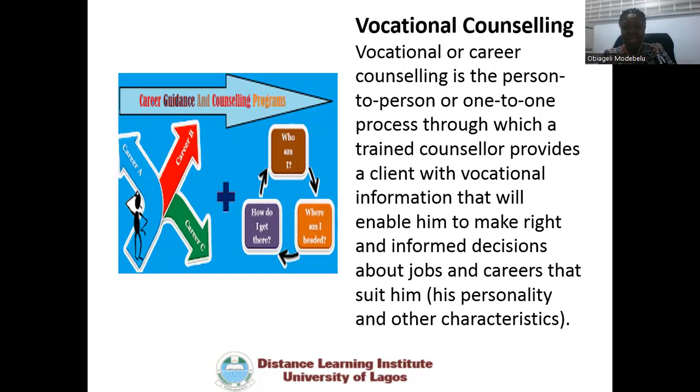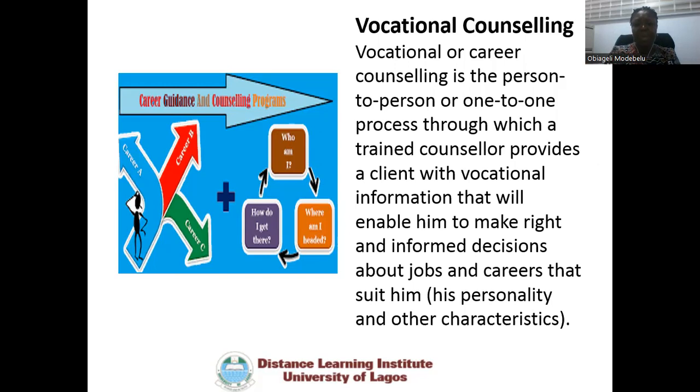suits their personality. Vocational or career counseling is a person-to-person or one-to-one relationship between a trained counselor and a client who requires information to make the rightful, informed decision about his career. So during career counseling, a counselor helps a client to choose from the variety of options available and open to him.